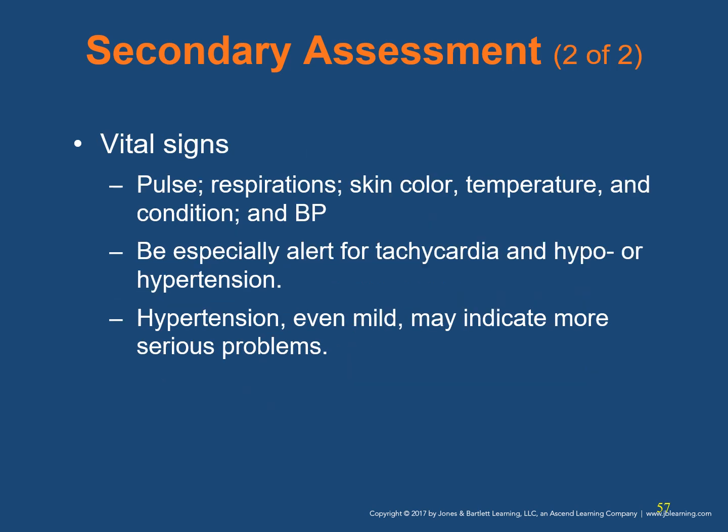Vital signs should include pulse, respiration, skin color, temperature and condition, and blood pressure. Be especially alert for tachycardia and hypo or hypertension. It is typical for a woman's blood pressure to drop slightly during the first 2 trimesters of pregnancy, but return to normal during the 3rd. Hypertension, even mild, may indicate more serious problems.